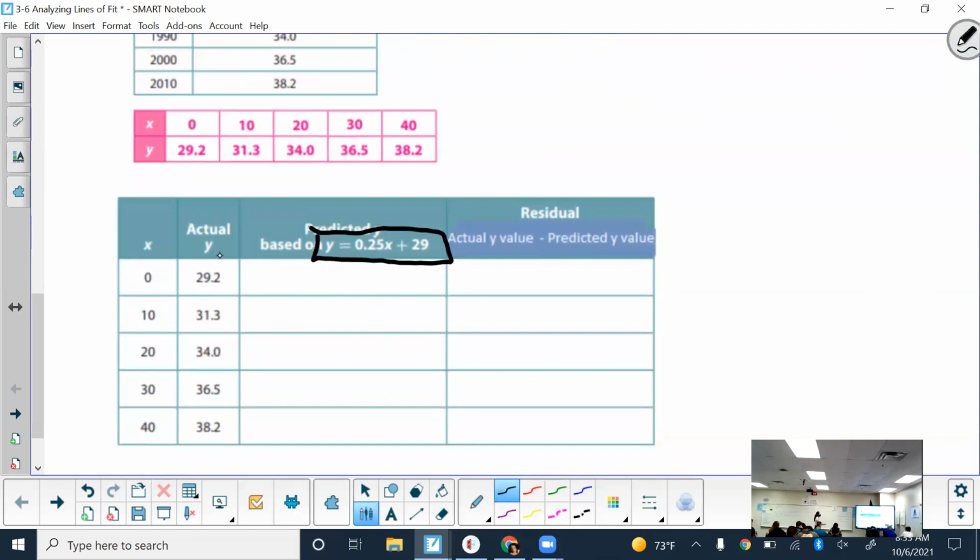So that was close, we're plugging in the X values only. We're going to take our equation, which is 0.25 times X, with our first X value, plus 29, and calculate that. What do we get? We get 29 for our first predicted Y value. Then do the same thing with the next one. Plug it into your equation. You get 0.25 times 10 plus 29.